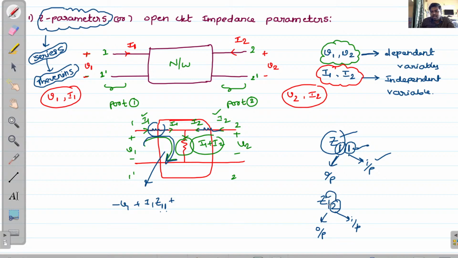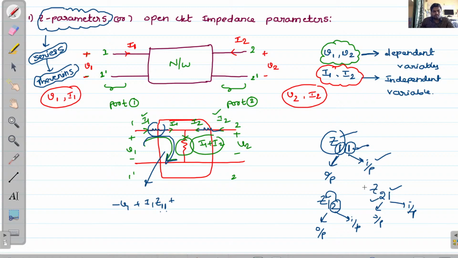So that will be indicated with the Z12 notation. That is the meaning. For example, if I am taking Z21, this is your input and this is your output. That means a 1 to 2 transformation, impedance transformation from port 1 to port 2. That is the meaning, right?